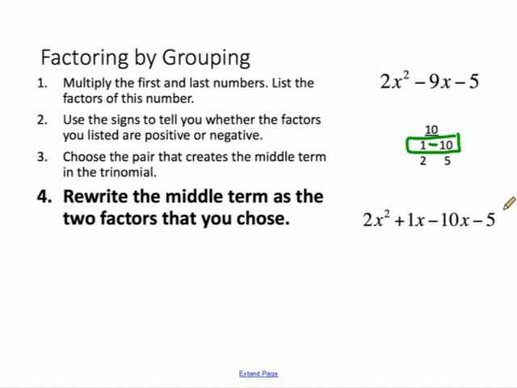So what you're going to do is rewrite that expression, except instead of a negative 9x, we're going to split it apart and write it as plus 1x, so positive 1, and a minus 10x, that negative 10. Because 1x minus 10x is the same thing as negative 9x. We're just adjusting it to make it something that we can work with.